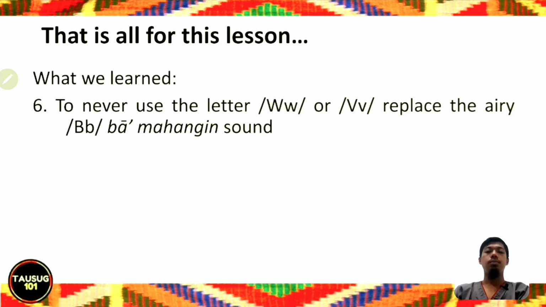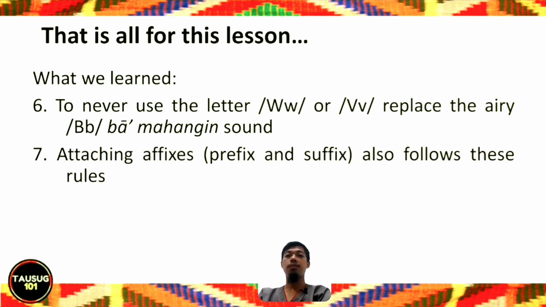And lastly, a reminder: we should never use the letters va or w to replace the airy Bā Mahangin sound. Attaching affixes like a prefix or a suffix also follows these rules.